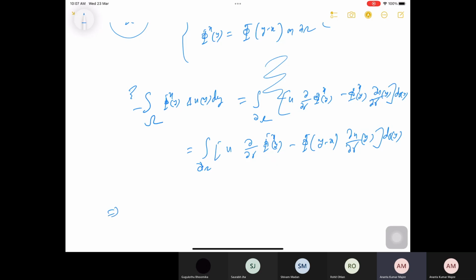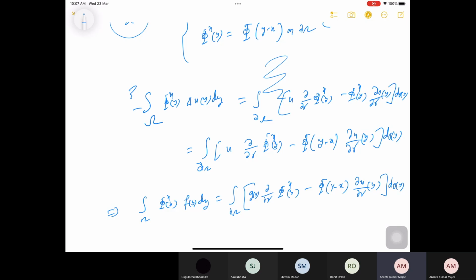So minus Laplace u is equal to f in omega, and u is equal to g on the boundary of omega. So from here, I have the integral over omega of phi x of y times f of y dy. This is equal to the integral over the boundary of omega of g of y times the normal derivative of phi x y, minus phi of y minus x times the normal derivative of u of y, d sigma y.